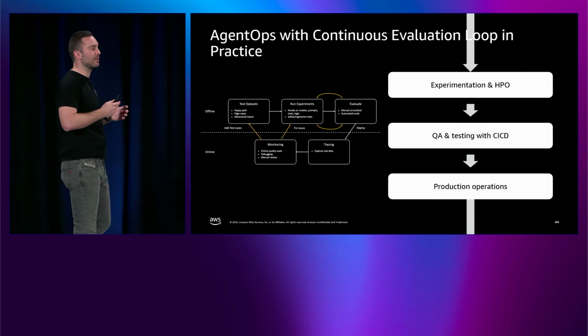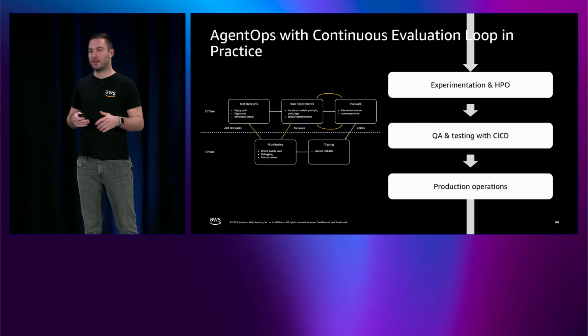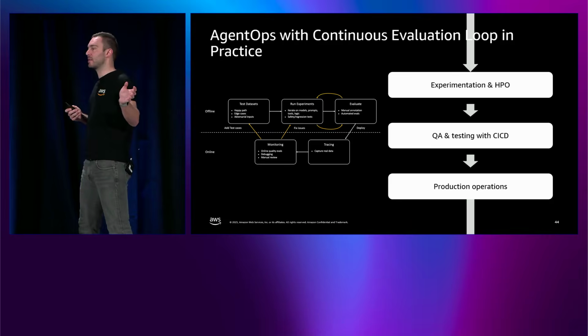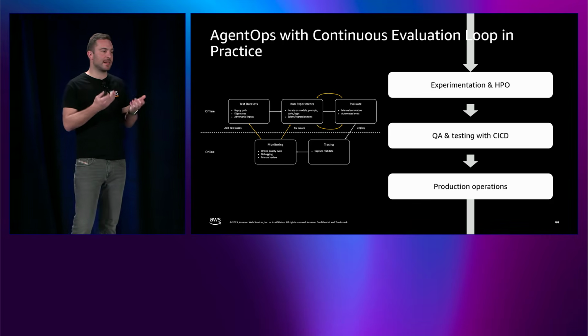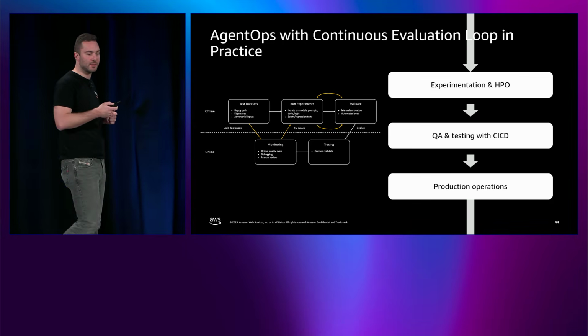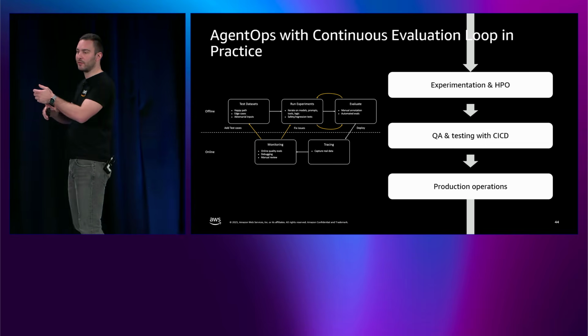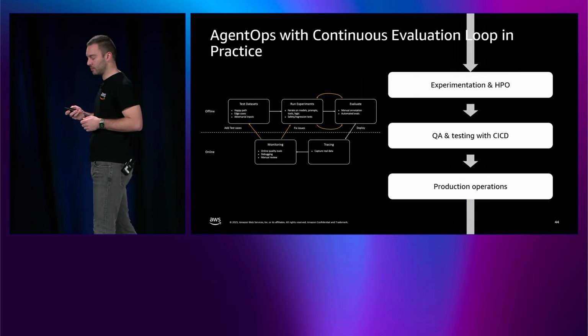Basically, we want to really make sure that everything is working. So we have a QA and testing phase, and we want to automate that. We want to do that with CI/CD because that's working really well in DevOps as well. And then we go into production, operational excellence, learning from what's working in production and closing the loop.